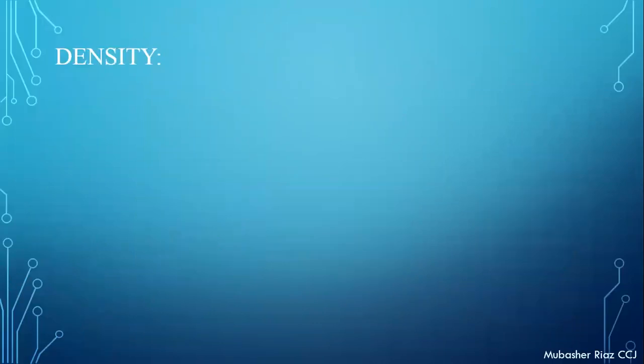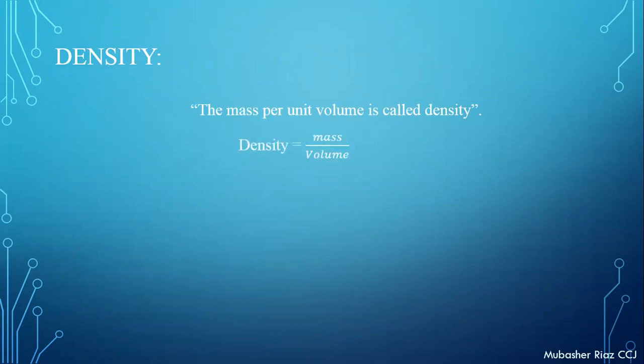Density is the mass per unit volume. Mathematically, density is represented by the symbol rho, and rho is equal to m over v, where m is for mass and v is the volume of the substance. So density is equal to mass over volume. Its unit is kilogram per cubic meter. For mass there is kilogram, for volume there is cubic meter, and the smaller unit is grams per cubic centimeter.